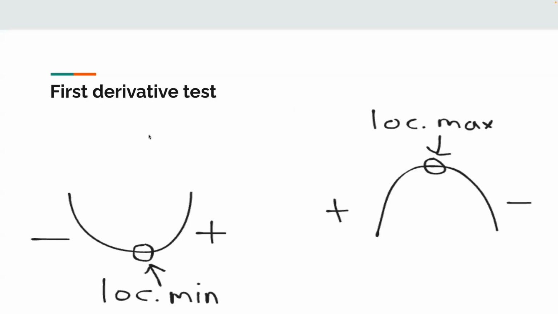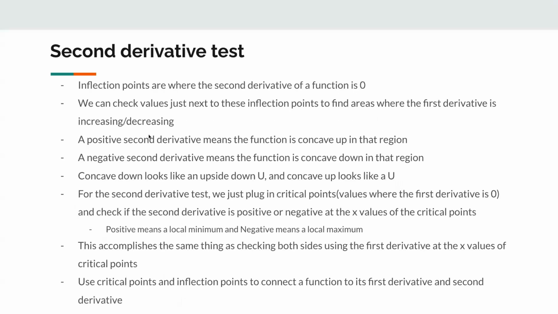Positive means a local minimum, because a positive second derivative means the first derivative is changing from negative to positive, as seen here. For a local maximum, the second derivative will be negative, because as you can see, it's changing from positive to negative. Furthermore, we use critical points and inflection points to connect a function to its first and second derivatives.